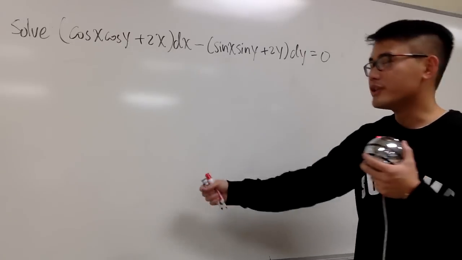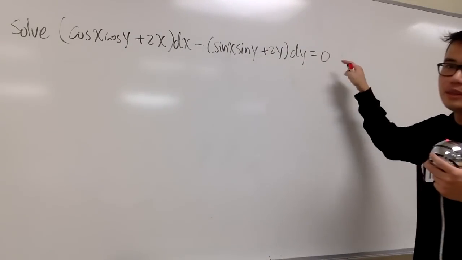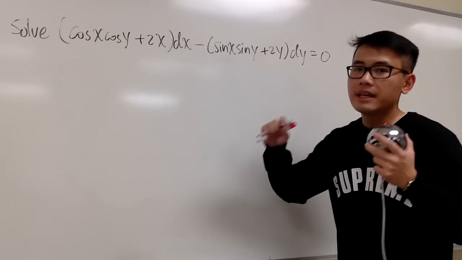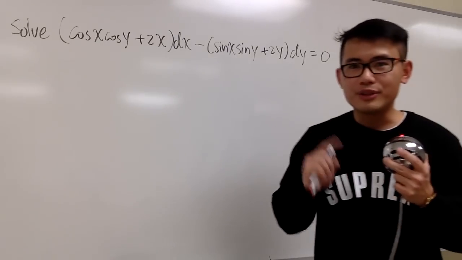Let's solve this differential equation. As we can see, we have something times dx and then something else times dy, and this is equal to 0. So this looks like an exact equation. However, I'm not sure yet, so we have to do the check first.